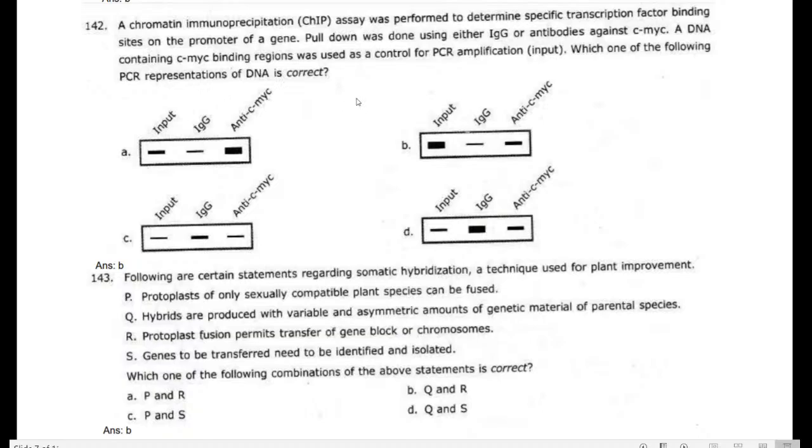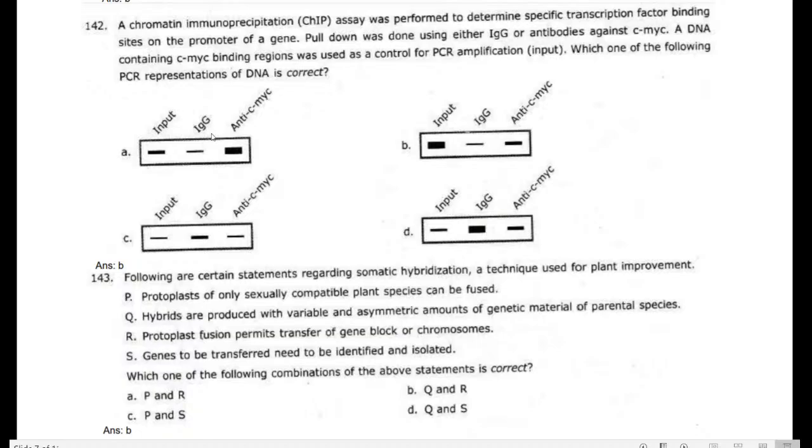Here the output: they ran the PCR, collected the output sample of the PCR, and loaded it in a gel. This assay was performed to determine the specific transcription factor binding site of the promoter of the gene. They are using IgG or an antibody against Myc. So these are all the outputs.